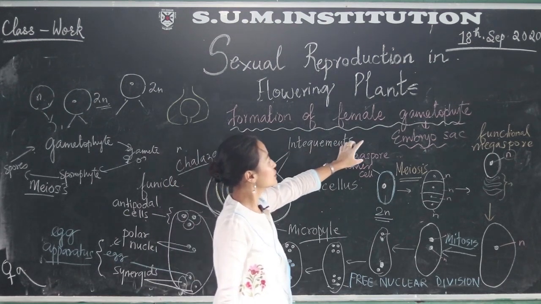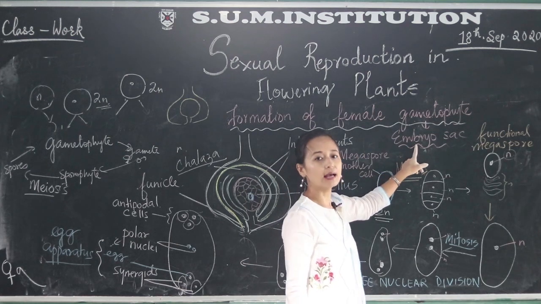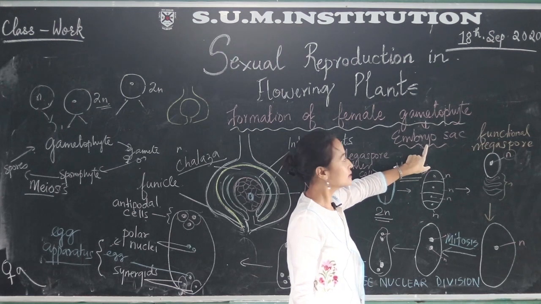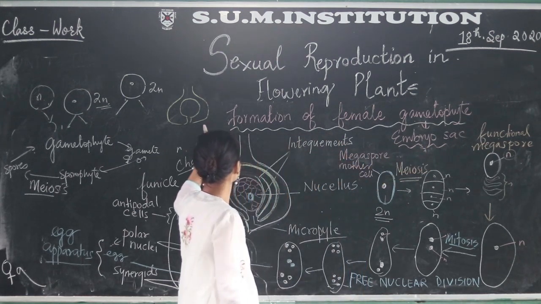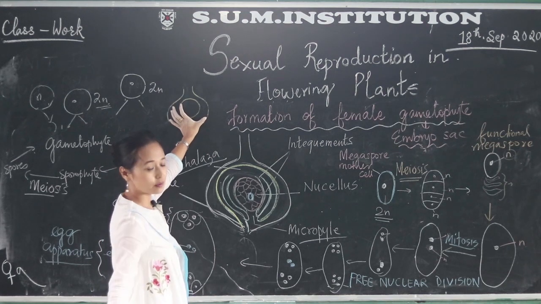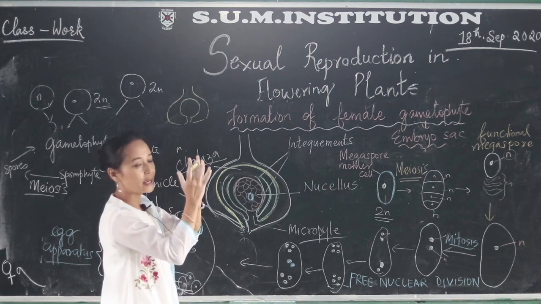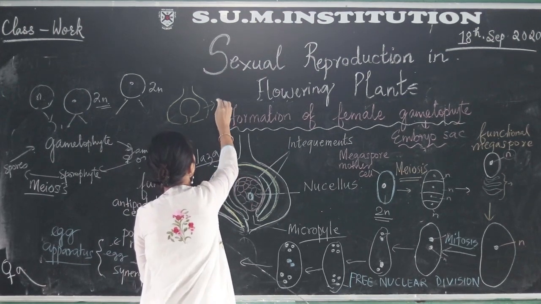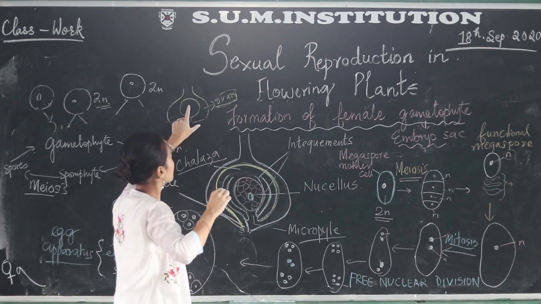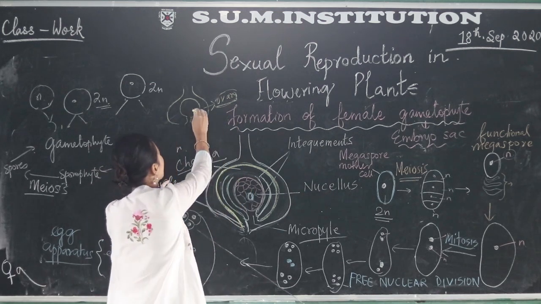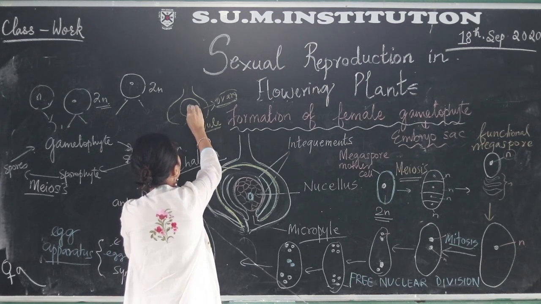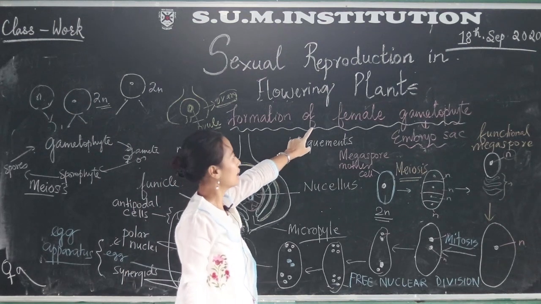Now the female gametophyte in the flowering plants, we call it the embryo sac. Now where is this embryo sac formed? The embryo sac is formed inside the swollen structure, the swollen basal end of the carpel, which we call the ovary. Inside your ovary there is a structure known as the megasporangium. What is its name? Ovule. Inside the ovule there is the formation of the female gametophyte.